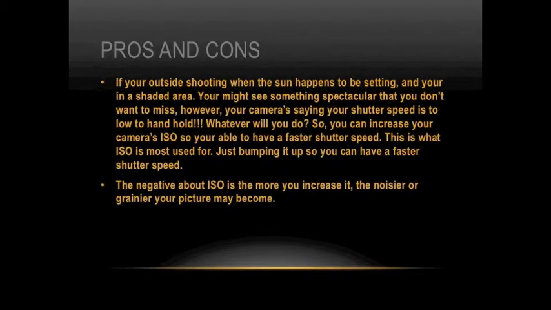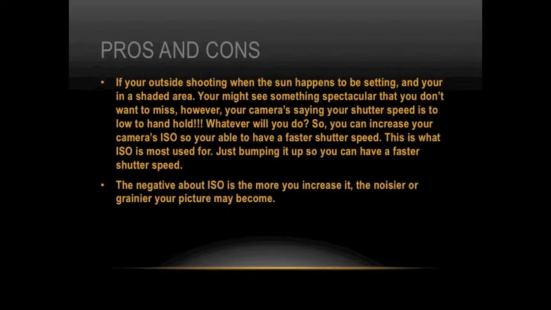Pros and cons. If you're outside shooting when the sun happens to be setting and you're in a shaded area, you might see something spectacular that you just don't want to miss. However, your camera's saying your shutter speed is too low to handhold. Well, whatever will you do? So you can increase your camera's ISO so you'll be able to have a faster shutter speed. This is what most ISO is used for, just bumping it up so you can have a faster shutter speed.